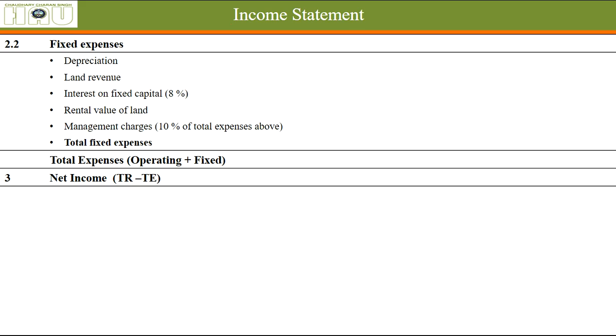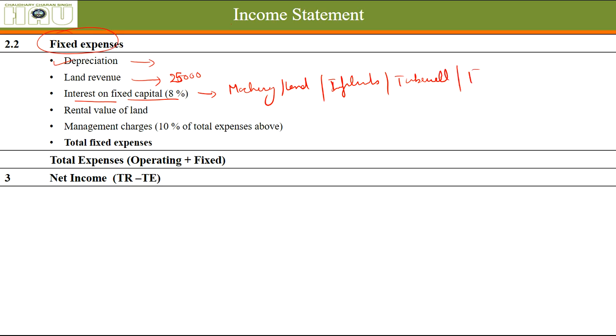Now, income statement, second part of the expenses was depreciation, reduction in value of the assets we have. Land revenue we are paying. If we have leased in any type of land, then we have to include the value. Let's say we have leased in 1 acre of land and we have paid 25,000 rupees for it, so its value is 25,000. Interest on fixed capital: let's say we have a lot of machinery, we have land, we have implements, we have installed a tube well, we have permanent fencing. So it did cost us a lot of money. Let's say it cost us 10 lakh rupees.